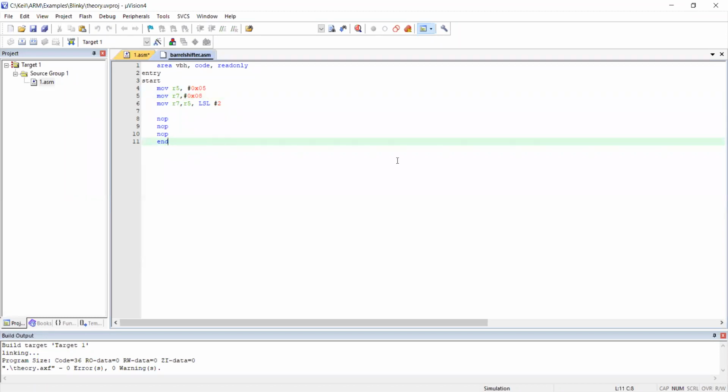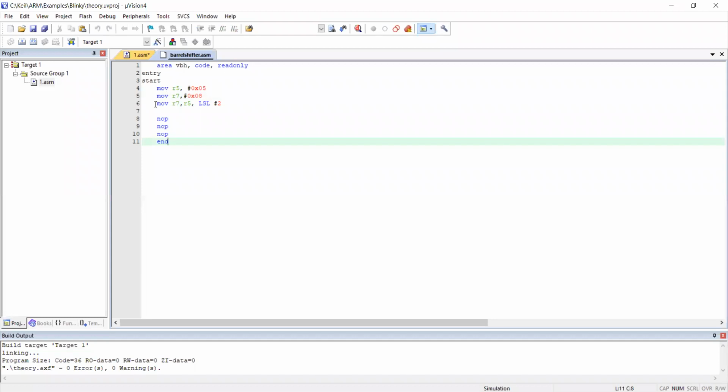Please concentrate. I repeat again. R5 with the constant value, so hash. And what type of constant? Hex constant. So I took it as 5. Next, R7, that's also a move constant, hence hash 0x, that means hexadecimal 8.